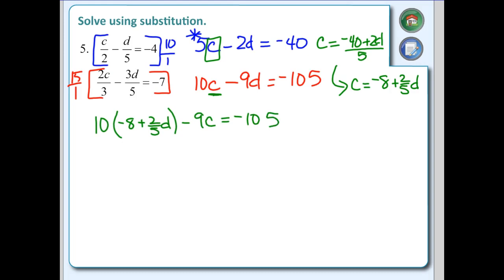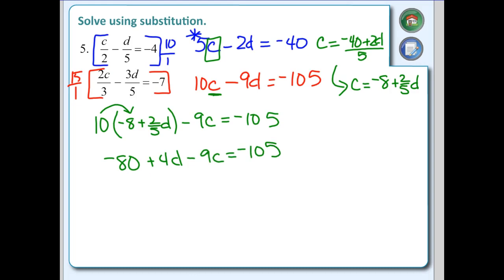Now, some of you said, oh man, Mrs. Burton, nasty fractions, what are we going to do? Well, if you just hold on for a minute, things might work out pretty nicely. Let's see what happens. What's 10 times negative 8? Negative 80. What's 10 times 2/5? Yeah, did you realize we get 4d? So it kind of took care of itself. We got rid of those fractions. Minus 9c equals negative 105.